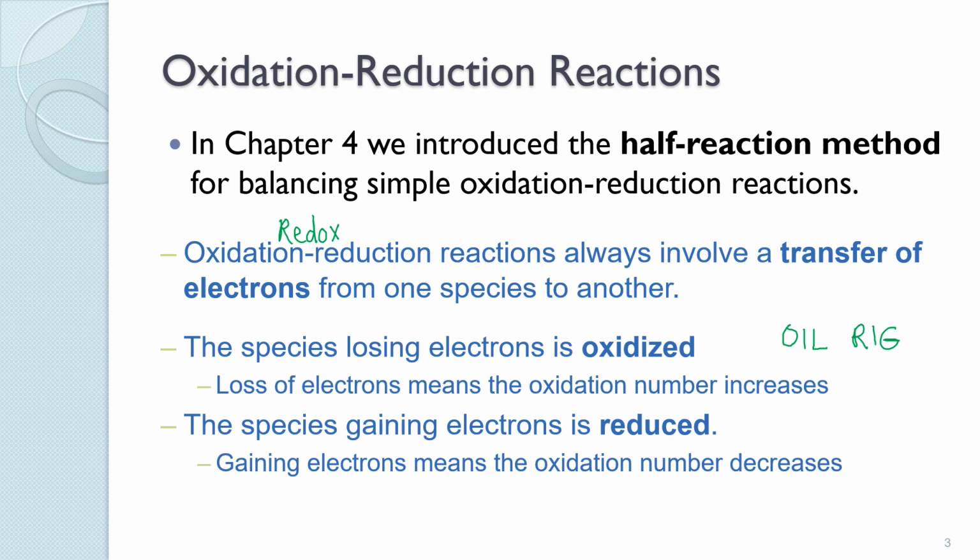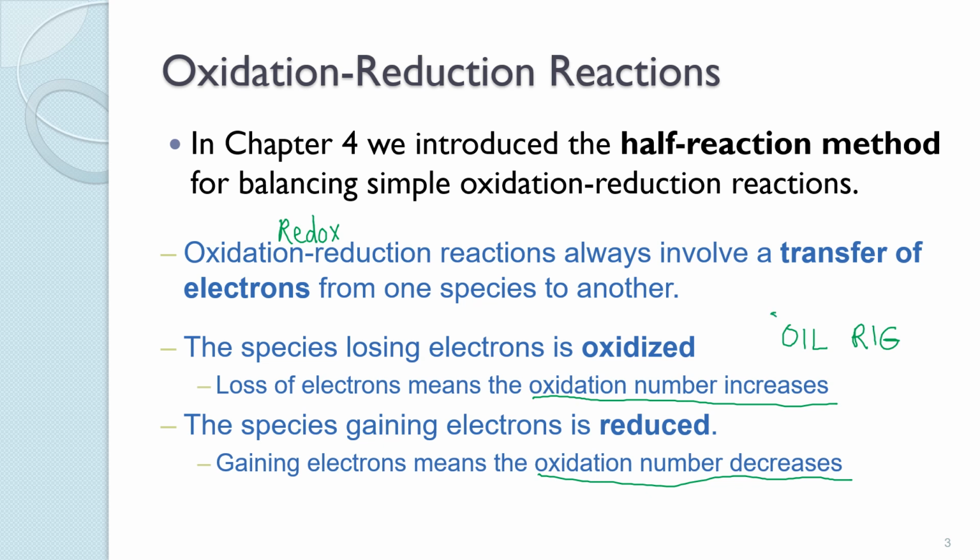Another way that we can look at it, and we did talk about this a little bit in Chapter 4, was that if something is oxidized, the oxidation number increases. And if something is reduced, the oxidation number decreases. So that's another way of looking at it.